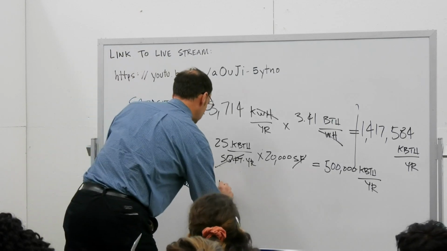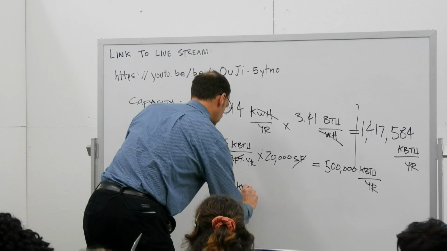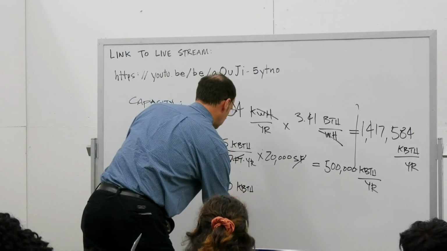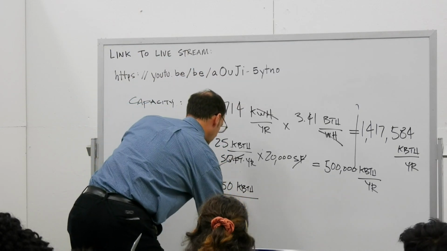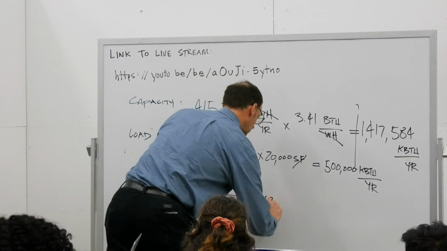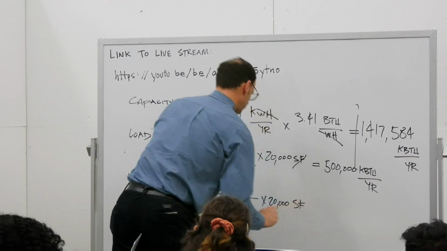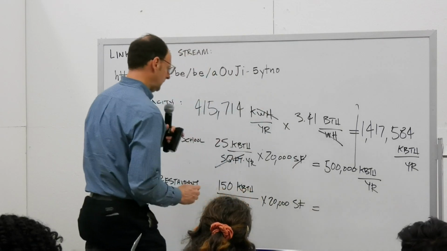Which was 150 kBTUs. It was actually 158, but I'm taking shortcuts. Bill wouldn't approve, but it's okay. Square foot year times the same area, 20,000 square feet. Somebody punch this into a calculator for me.